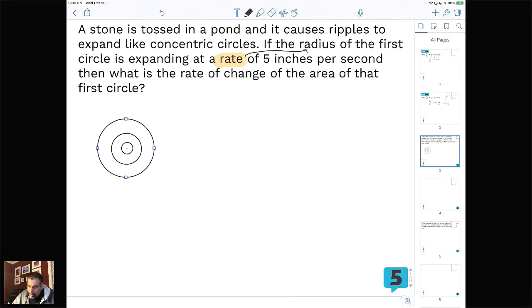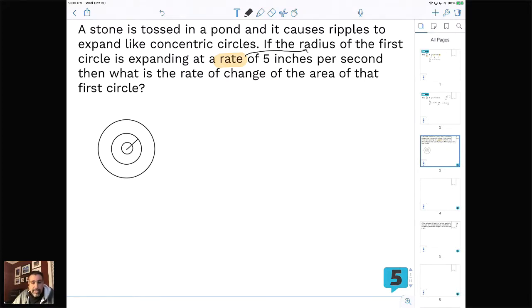So what we're being told about this problem is the radius is increasing as it moves outward. And every time the radius increases, we get a new circle, and that new circle has a greater area. So the idea is to find out how these rates are related to each other, hence the name related rate. So again, the key word here, rate, refers to radius.